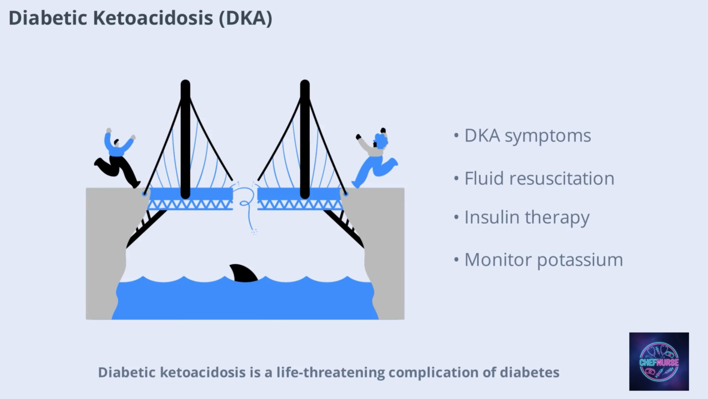Diabetic ketoacidosis is a life-threatening complication of diabetes, most commonly seen in type 1 diabetes. Key features include high blood glucose, ketones in the urine, and metabolic acidosis. For the NCLEX, focus on the assessment findings, priority interventions like fluid resuscitation and insulin therapy, and monitoring for complications such as hypokalemia. Early recognition and prompt treatment are crucial for positive outcomes.